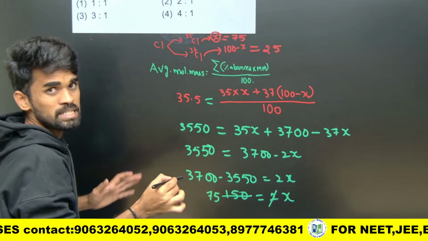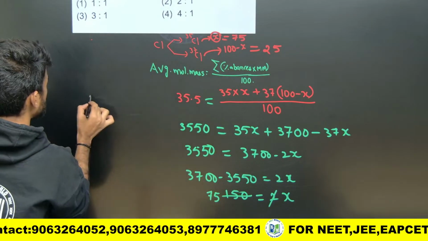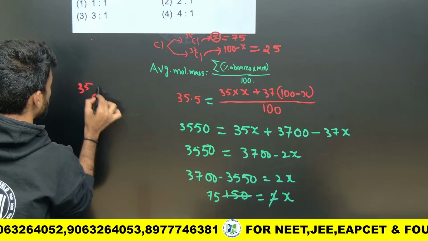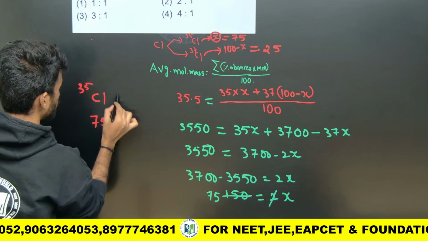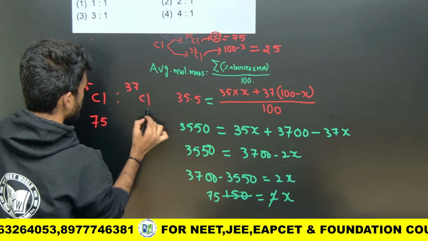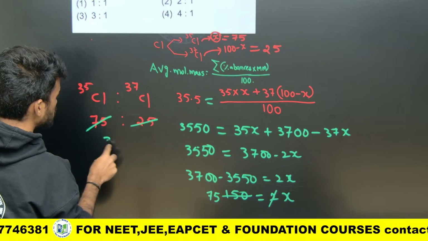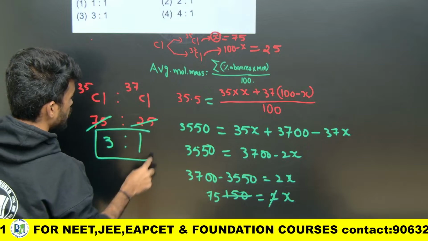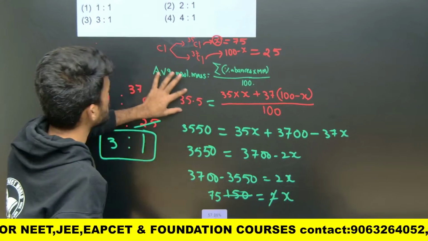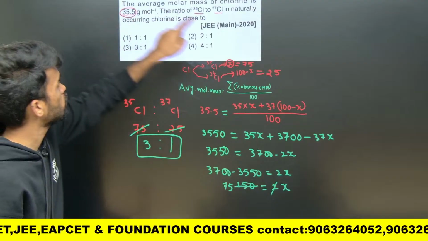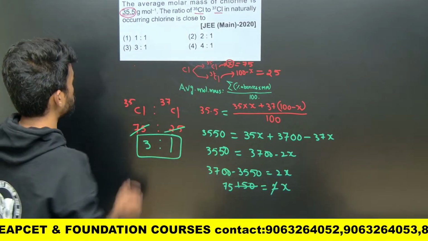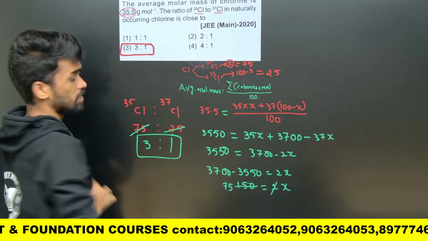So what is the percentage or the ratio? For Cl35, it will be 75. For Cl37, it will be 25. Okay, so what is the ratio? You will get 3:1 as the ratio of their abundance. So this is how you need to calculate. So where do we have this option? We have option 3 as your answer, 3:1.